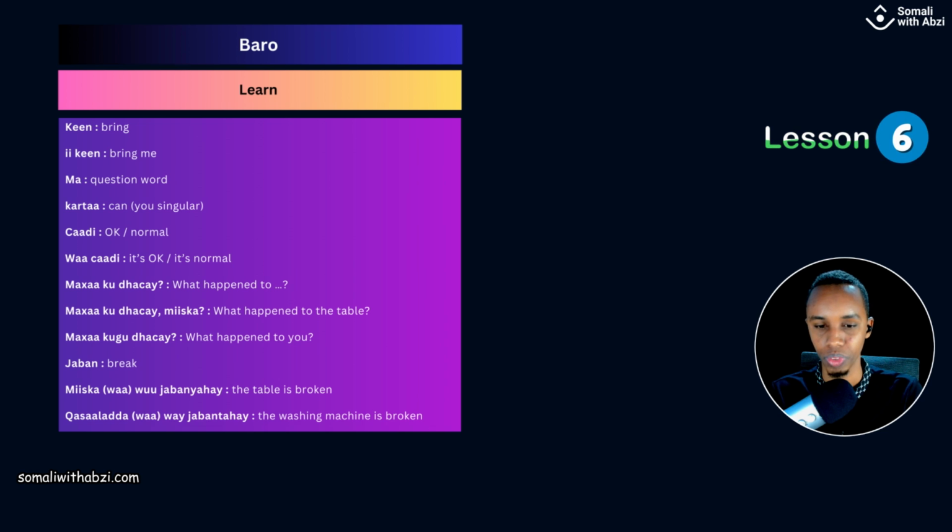Then as an example, miiska. Maxaa ku dhacay miiska. Then maxaa kugu dhacay is what happened to you. That gu is making it "you". Maxaa kugu dhacay. Yeah. Maxaa kugu dhacay Abdi? What happened to you, Abdi? Like that. The next one is jaban.